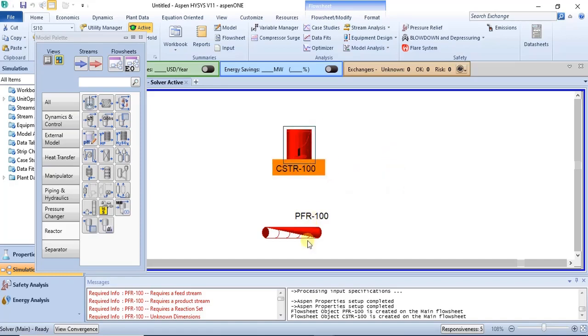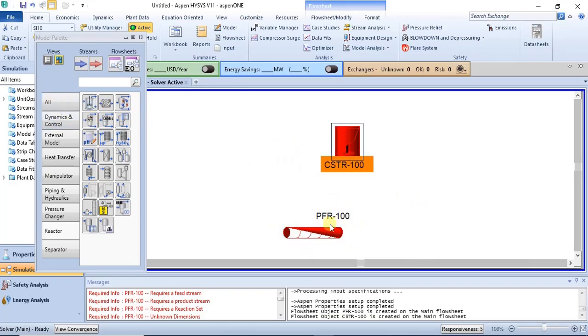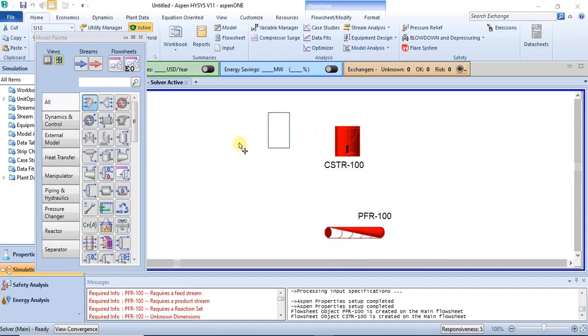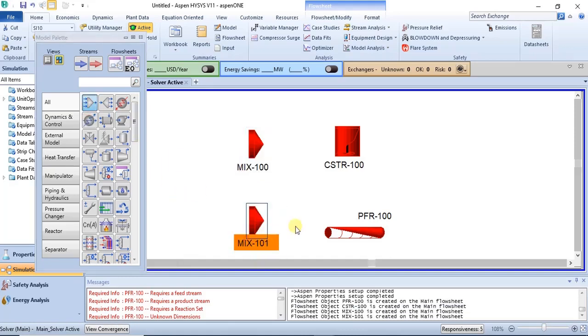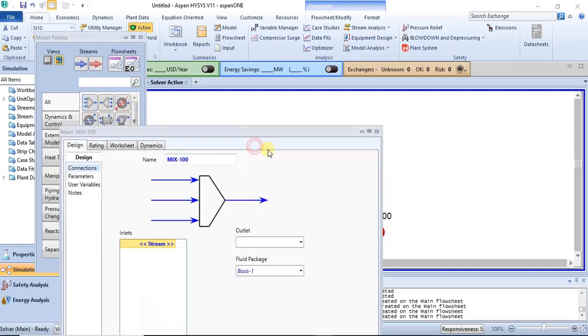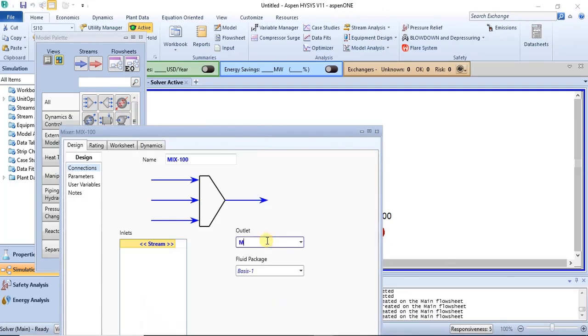So yes, we are modeling both of them in this particular illustration. I want to make use of a mixer for the two feed streams. Yes, so I'm attaching my material streams.